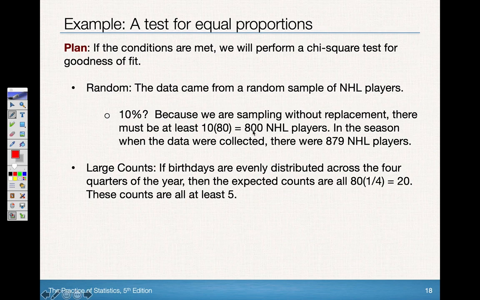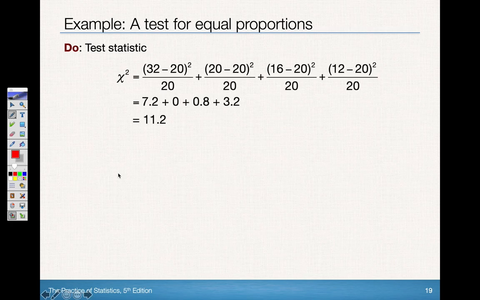Yes, there are at least 800 NHL players, and they tell us that there were 879 that year. Now, if birthdays are evenly distributed amongst the 4 quarters, the expected counts are each 20. So they got that by saying 80 evenly spread over 4 is 20. This is at least 5. The 3 conditions for inference are met.